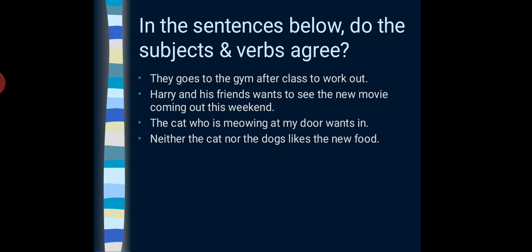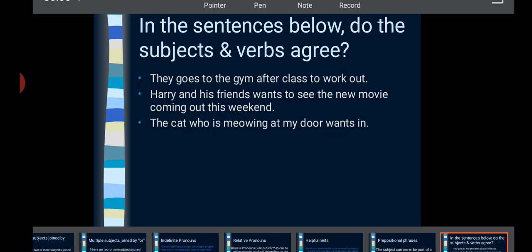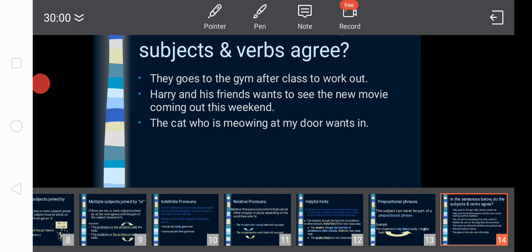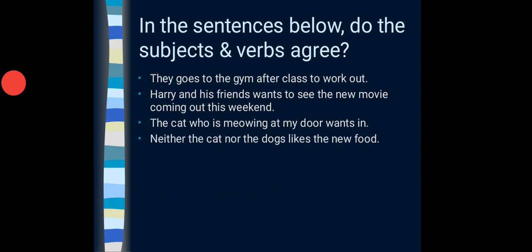Very good. Neither the cat nor the dogs likes the new food. Now see, it's nor, and in the case of words joined by or, we have seen that the verb takes its form as per the closest subject. So here the verb is likes and the subject is dogs. Neither the cat nor the dogs likes the new food. So here we see that likes is singular, so there should not have been dogs, or if the subject is dogs, then the verb should be like, not likes.